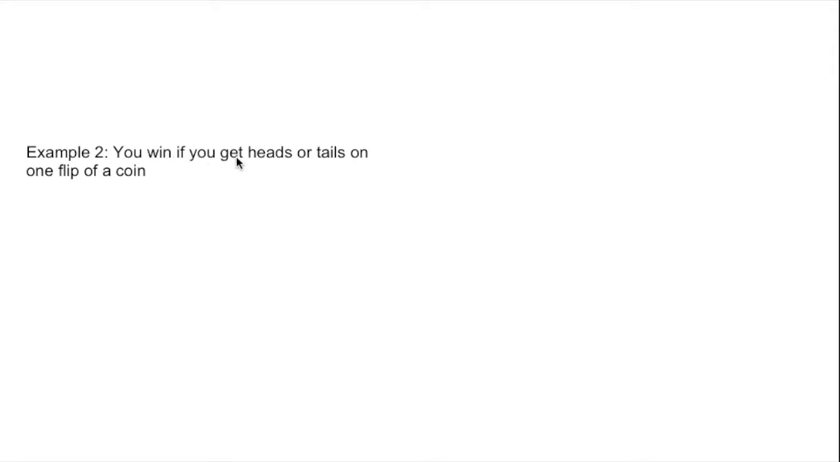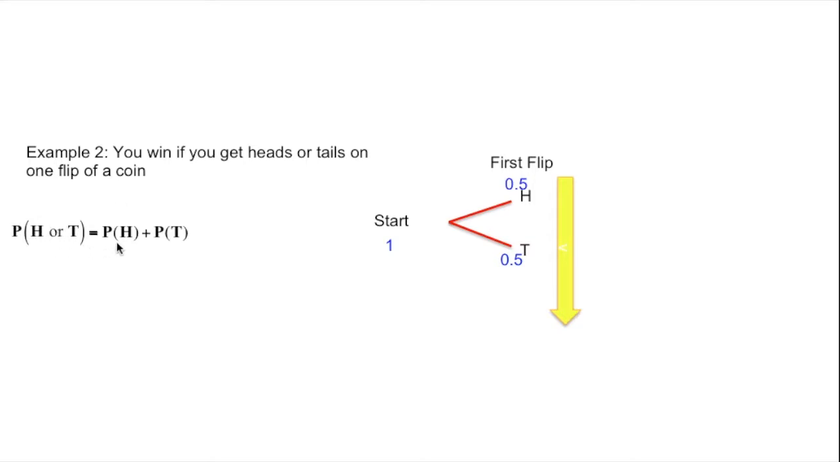Example 2, you win if you get heads or tails on one flip of a coin. On the first flip, you can get heads or you can get tails. Now you win if you get heads or you get tails. So you have a half a chance of getting heads, you have a half a chance of getting tails, and so we're going to add this way. The probability of getting heads or tails is equal to the probability of getting heads added to the probability of getting tails, which is 0.5 plus 0.5, which is 1.